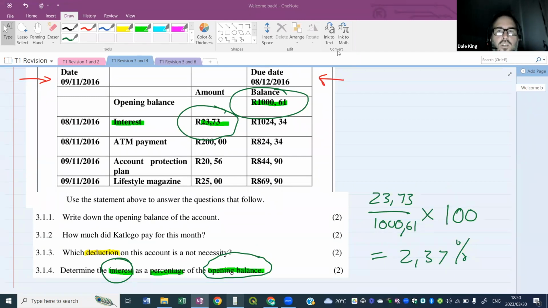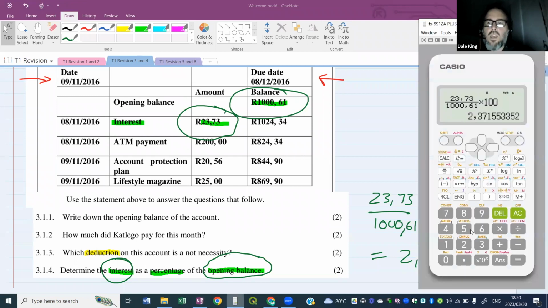Any questions? Janu, 2.37. Yeah, if we worked out an annual one, how could we work it out? That's a good question. How could we get an annual percentage from this 2.37 here? What could we do to find an annual percentage? All right, annual means for a year. This is a monthly statement. Very good, Chiamo. We could times this by 12.